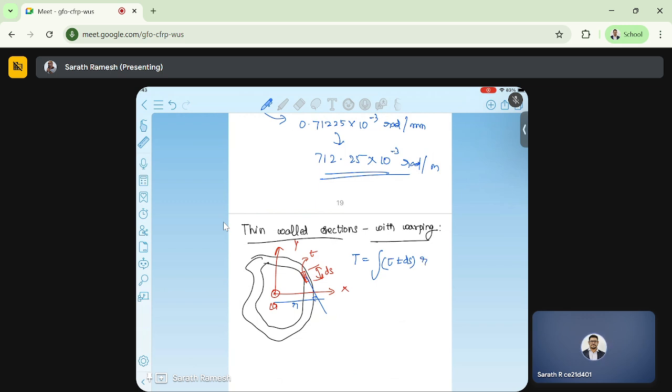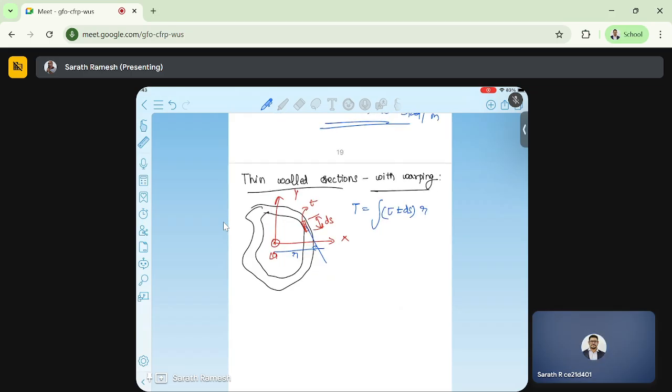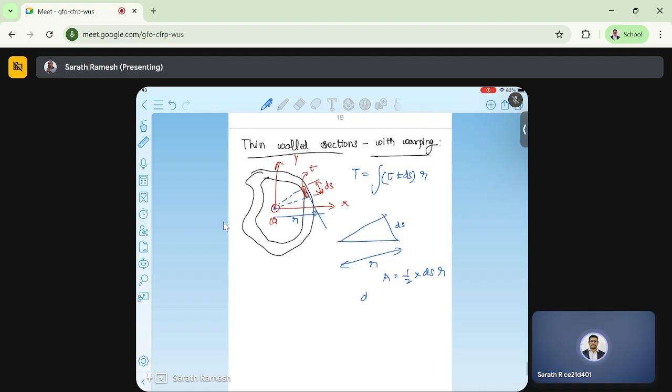Now this integral of ds into r is nothing but the area of this triangle. Say base ds, height is the perpendicular distance which is r. So the area of this triangle will be half into ds base into height. So ds r will be 2 times area. Okay, so substituting it here, T will be equal to 2 times tau t, where tau t is constant.